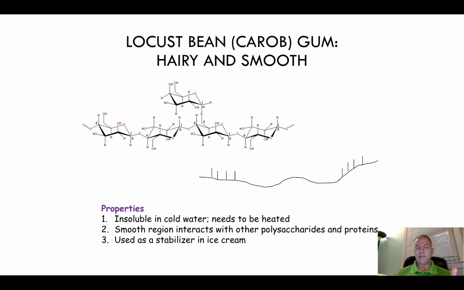And so here's just an example where we see the sugars as side chains, kind of represented just by this straight line with these other vertical lines, the vertical lines being the side chains. So the smooth part is where you don't see any vertical lines, and then the vertical lines are the hairy portions. This is the part that would not interact with polysaccharides or proteins.